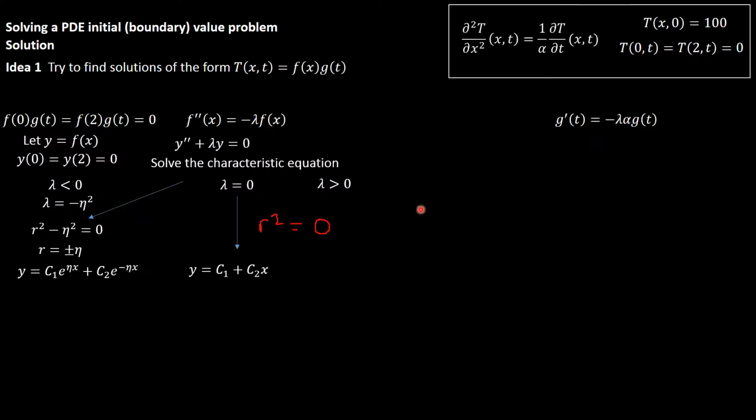On the other hand, if lambda is greater than 0, then lambda can be written as eta squared for some positive number eta. So r squared plus eta squared equals 0, r equals plus or minus eta i, and the solution is c1 cosine eta x plus c2 sine eta x.